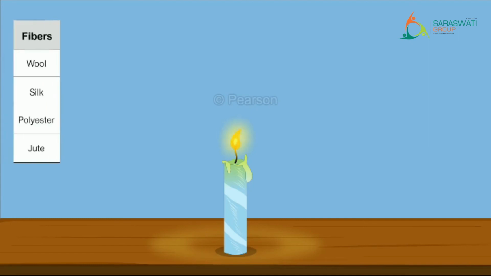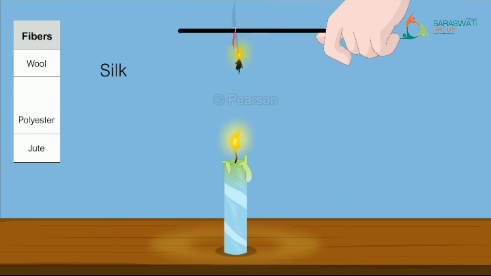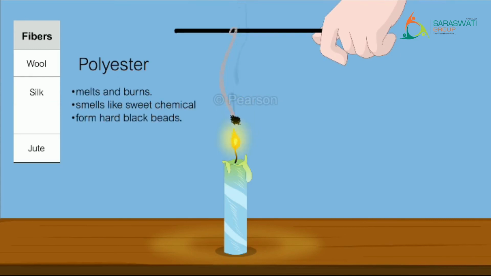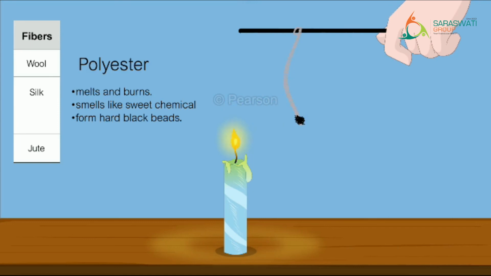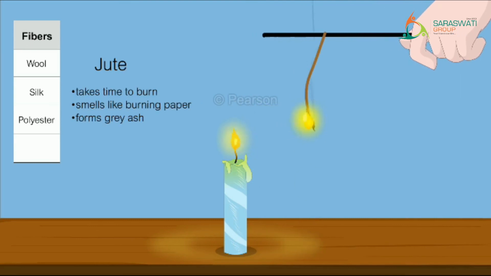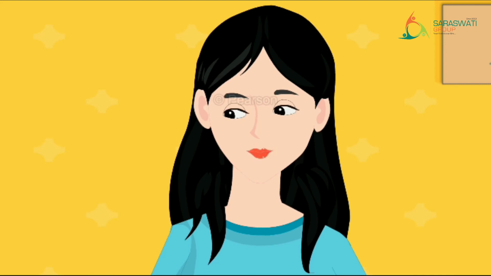Different fabrics show different results when burnt. When wool fiber is burnt, it smells like burning hair. It shrinks away from the flame. When silk is burnt, it smells like burning hair and does not shrink from the flame. When polyester is brought over the flame, it melts and burns. It smells like sweet chemicals and forms hard black beads. When jute is brought over the flame, it takes time to burn and smells like burning paper. It forms grey ash.